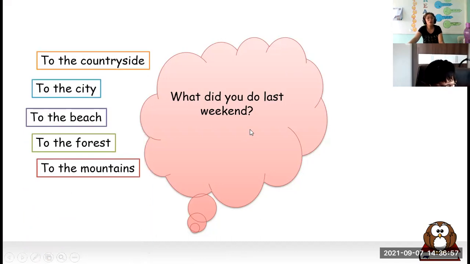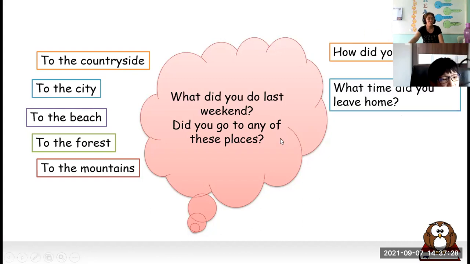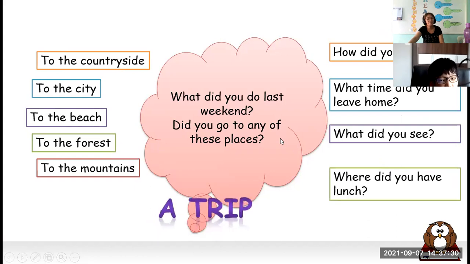Okay. So these are the possible places. You might go to CP. You said, oh, teacher, it's COVID. Beach, no, teacher, it's COVID. Forest, no, teacher, I'm scared of animals. Mountains, oh. Did you go to any of these places? Pick one. No? Did you go to any of these places? Yes, I go to the beach, I go to the city. Oh, are you sure?